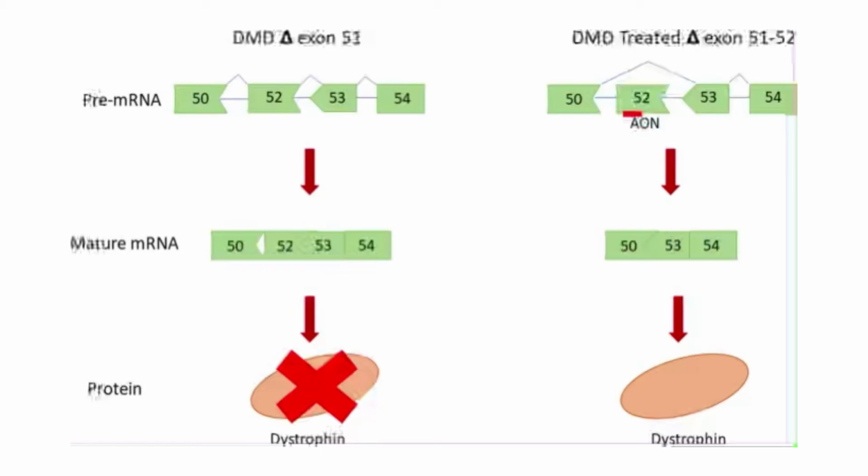The MDX mouse is a valuable DMD model because it has a nonsense point mutation in exon 23 that leads to muscular dystrophy because of an absence of dystrophin. The MDX gene is also X-linked.